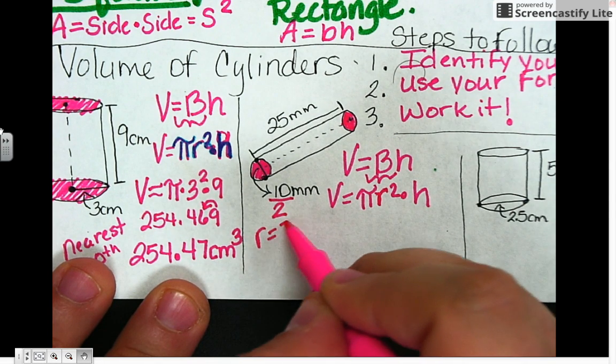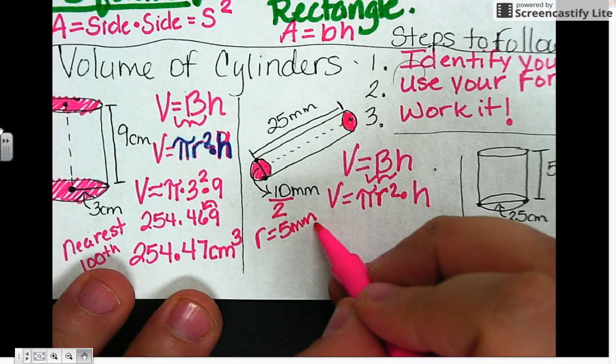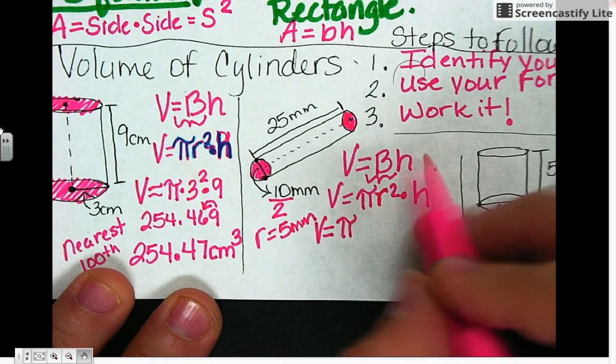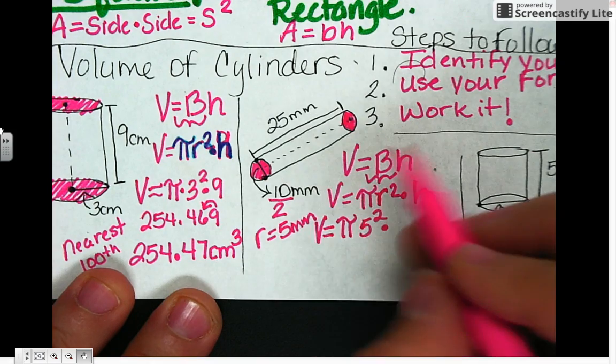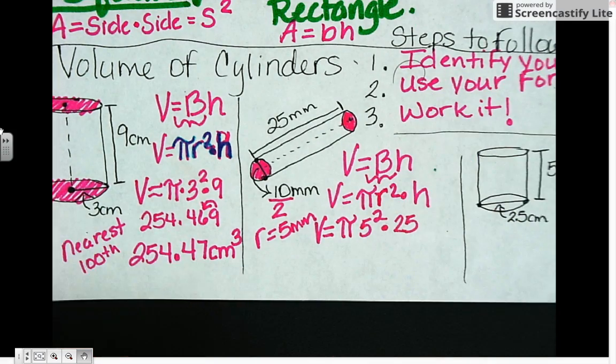So your radius is 5 millimeters. In this case, we're going to put in our calculators. Volume equals, and I know some of you have already beat me to it, 5 squared times the height, which for this one is 25 millimeters. So what do you get? I'm waiting because I bet you guys already have the answer.